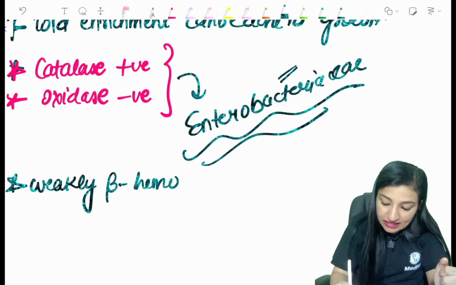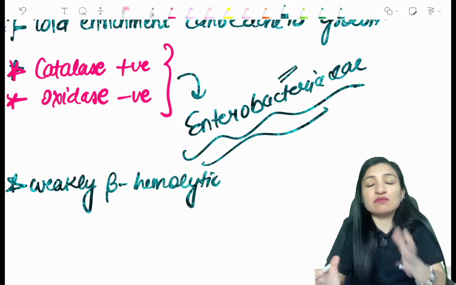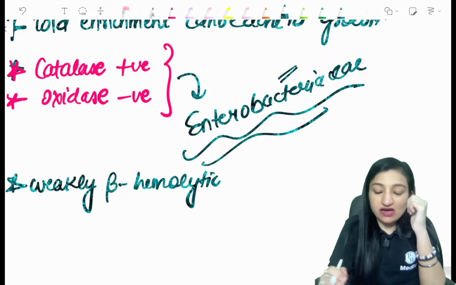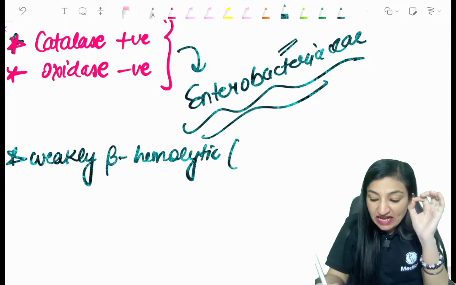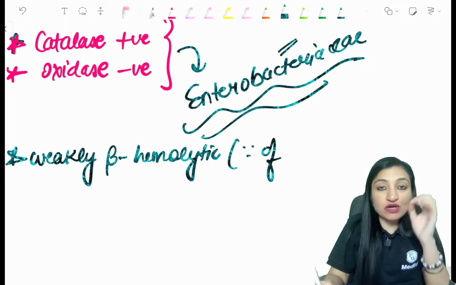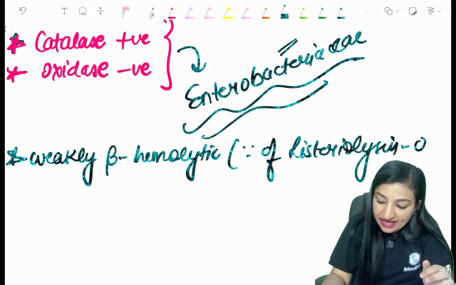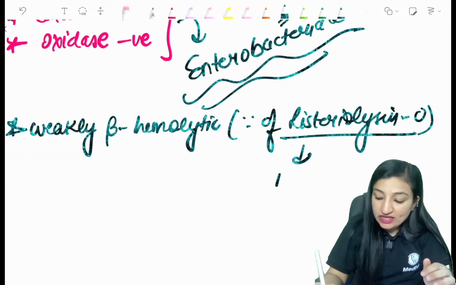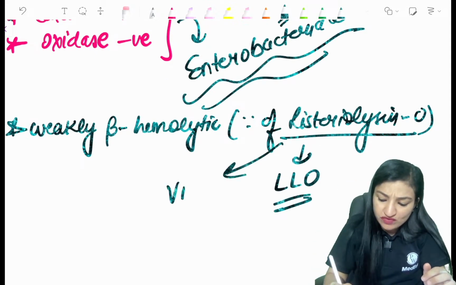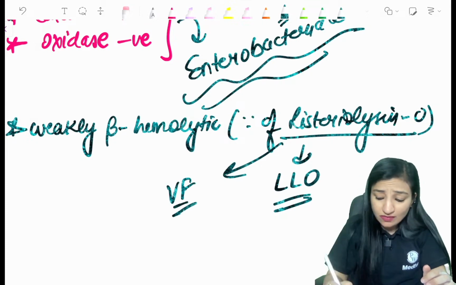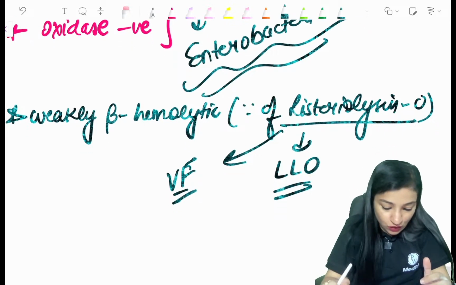Also remember this fellow is weakly beta hemolytic. When I say hemolysis, obviously I'm going to use blood agar to comment upon hemolysis. So it's weakly beta hemolytic, and this beta hemolysis is seen because of production of Listeriolysin O. The accepted short form of Listeriolysin O is LLO. This is not my own short form. This is the accepted short form, and this is an important virulence factor also. That is one of the important arms and ammunition of this organism.